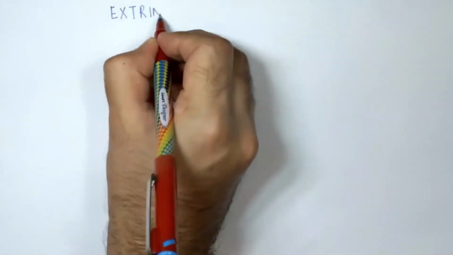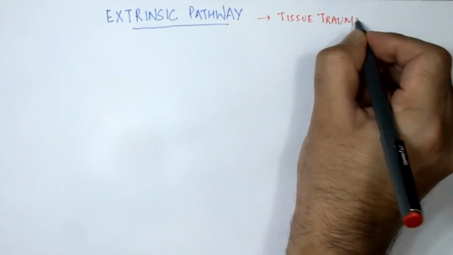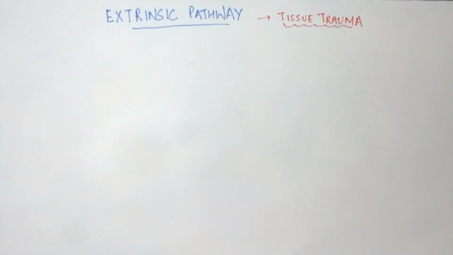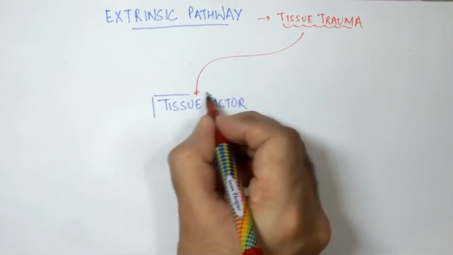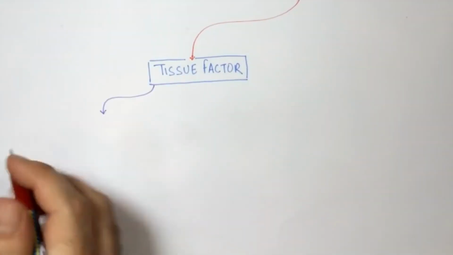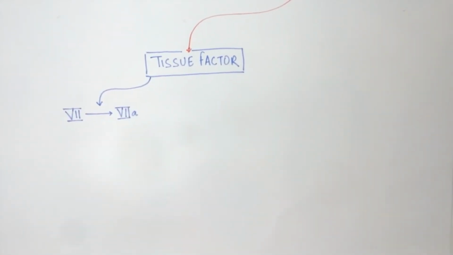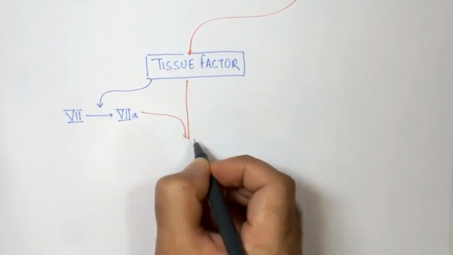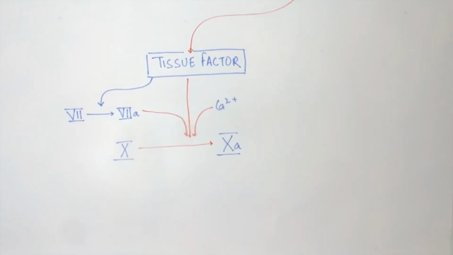Let's first talk about the extrinsic pathway. The extrinsic pathway begins with any factor which causes tissue trauma. Now this trauma can be a trauma to the vascular wall itself, or it can also be a trauma to the extravascular tissue. And this causes the release of the tissue factor, also known as tissue thromboplastin. Now this tissue factor causes the conversion of factor number 7 to activated factor number 7. And then the tissue factor combines with the activated factor 7 in the presence of calcium ions and causes the conversion of factor number 10 to activated factor number 10.